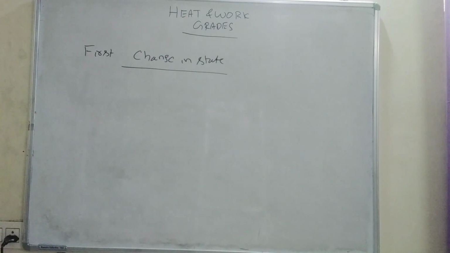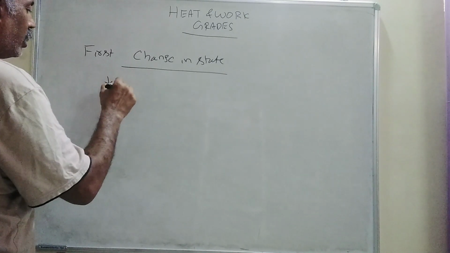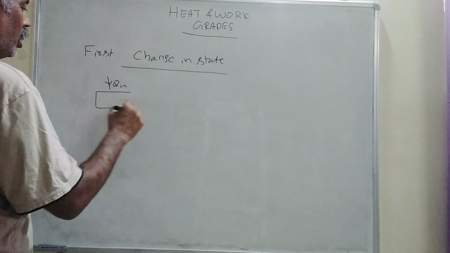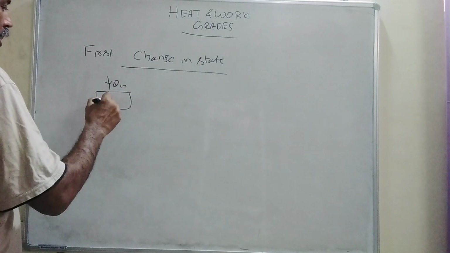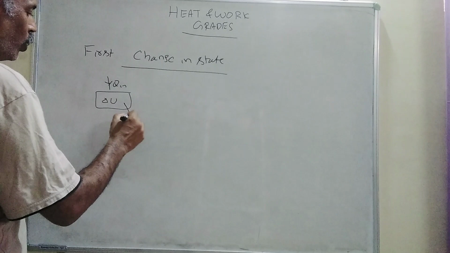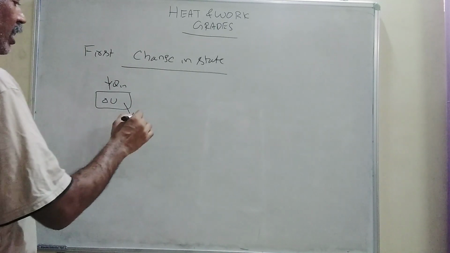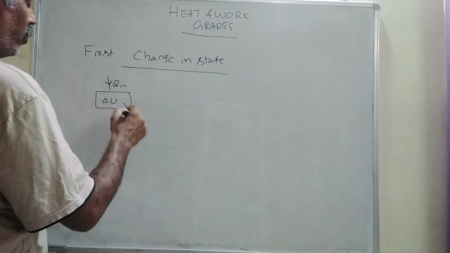So, the cause is supplying of heat Q in to your body, and this Q in is used to raise delta U, the change in internal energy, and some work will be supplied. The work or heat will be sent out of the system.